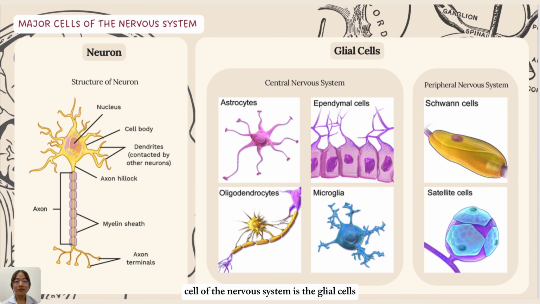The next major cell of the nervous system is the glial cells. Glial cells are non-neuronal cells in the central nervous system and the peripheral nervous system that do not produce electrical impulses. Glial cells are also known as the glue of the nervous system as well as neuroglia. The neuroglia make up more than 1/2 the volume of neural tissue in our body. They maintain homeostasis, form myelin in the peripheral nervous system, and provide support and protection for neurons in general.